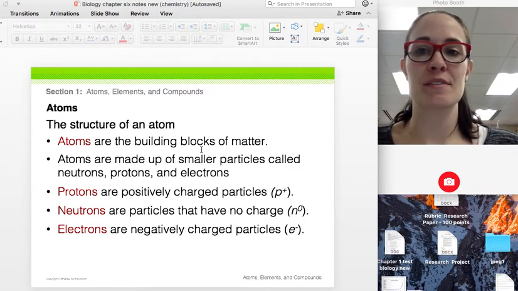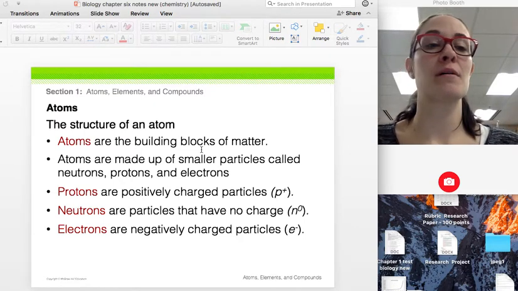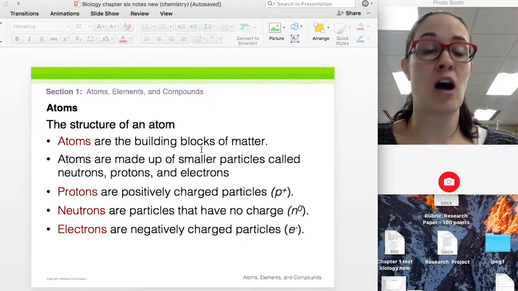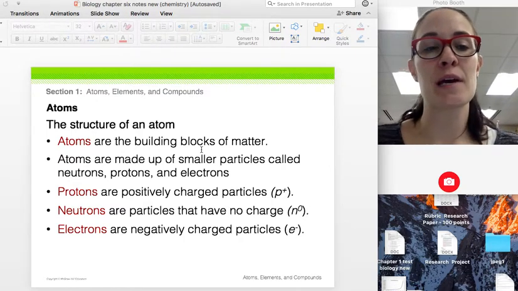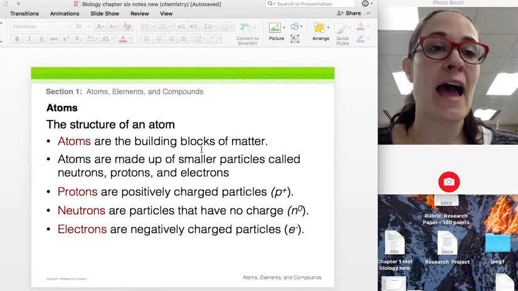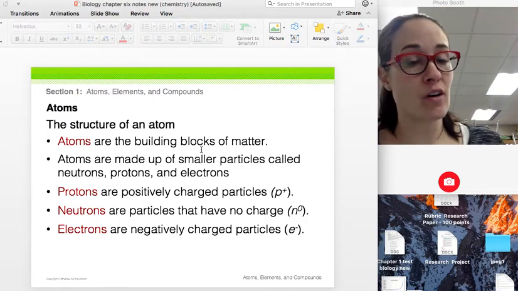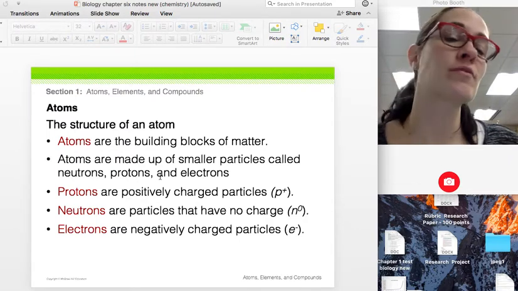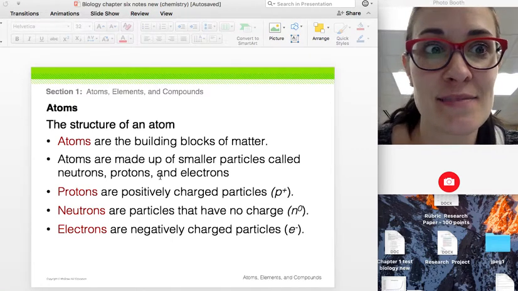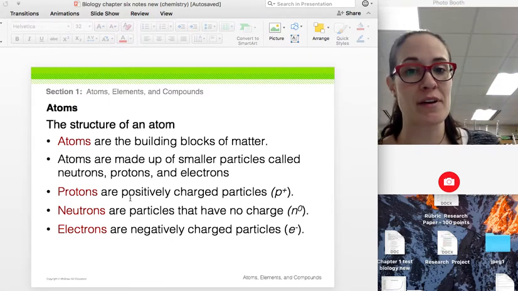So, atoms make up matter. All living things are composed of matter. So, atoms are the basic building blocks of living things. Atoms can be divided into what are called subatomic particles. These are your protons, neutrons, and electrons. And each of them has some kind of unique properties.